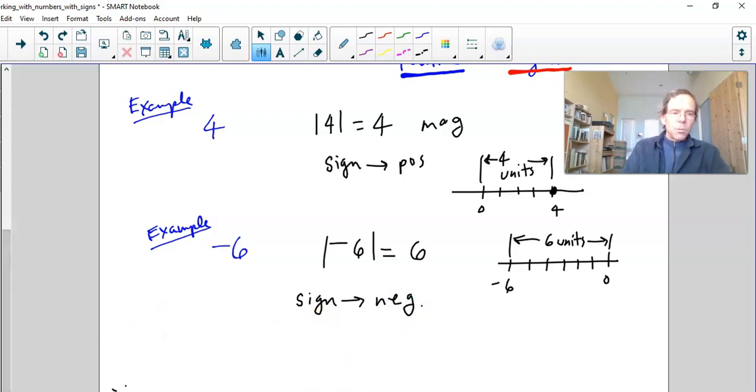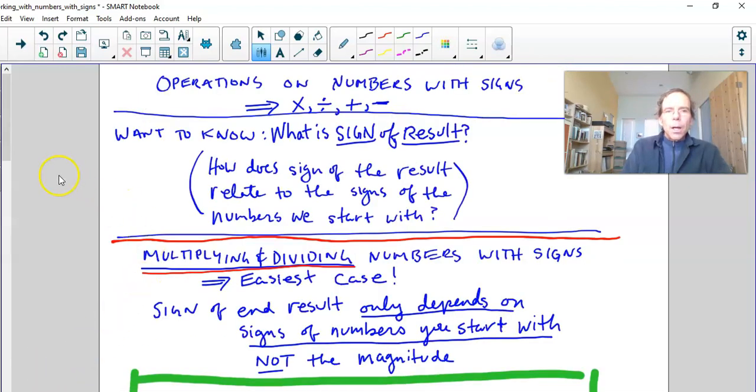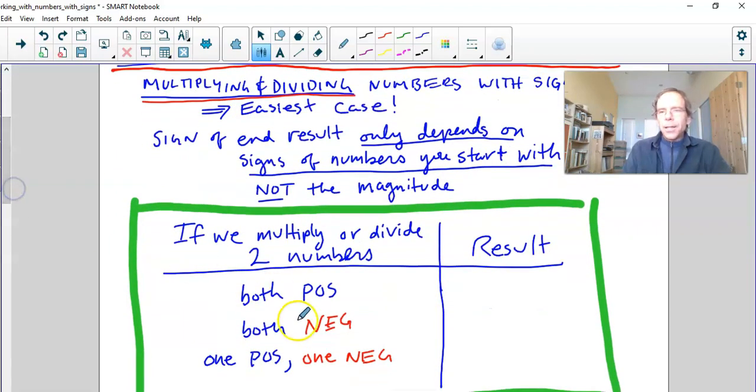All right, let's move on. We would like to next do operations on the numbers. All that means is we're going to add, subtract, multiply, or divide. Something like that, right? Those are the operators. We want to know what's the sign of the result and how is that related to the signs of the numbers that you're operating on, that you start with, okay? The easiest case is multiplying and dividing. The end result only depends on the signs of the numbers that you're multiplying or dividing, not on their magnitude.